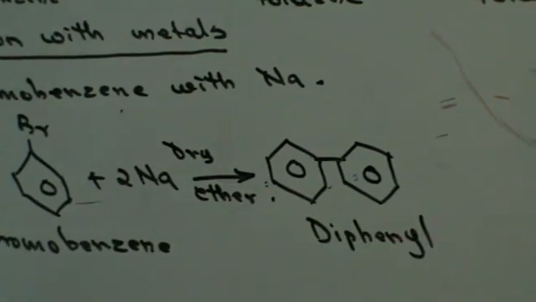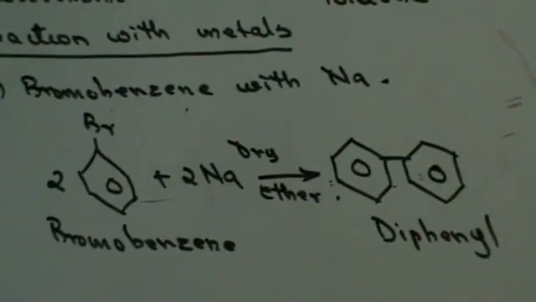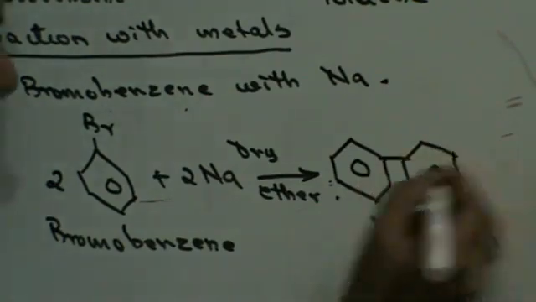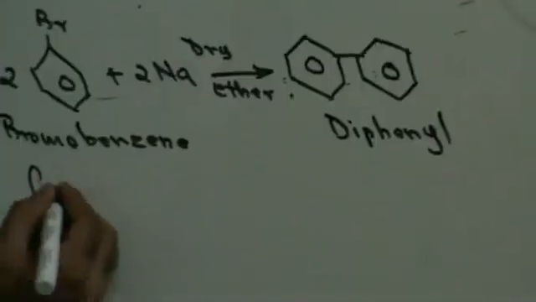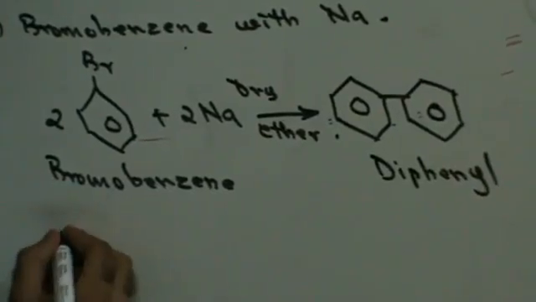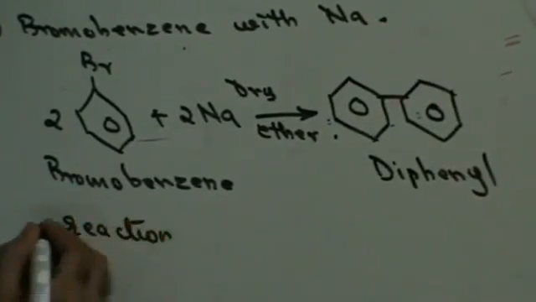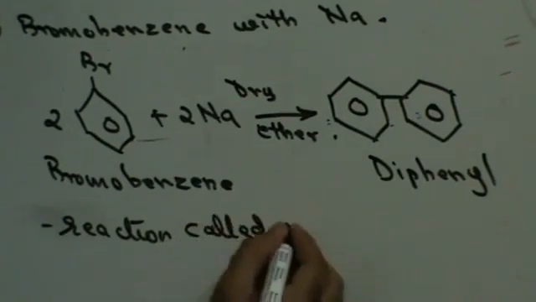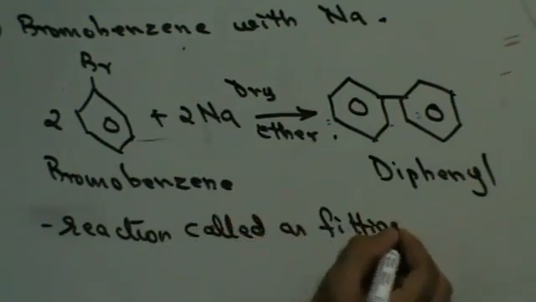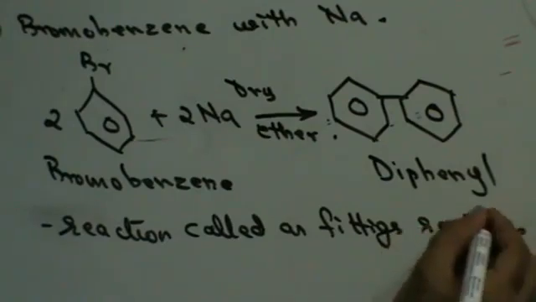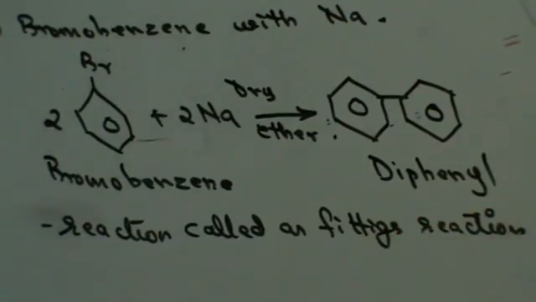In this reaction, diaryls are obtained by coupling two aryl halides. This reaction is also called Fittig's reaction. This particular reaction is called Fittig's reaction.